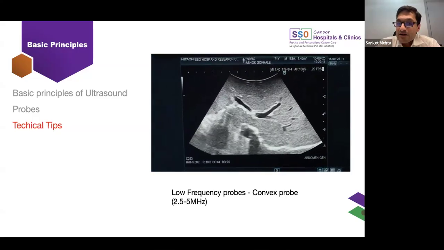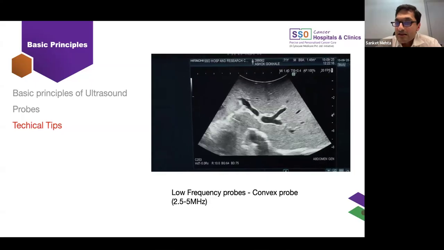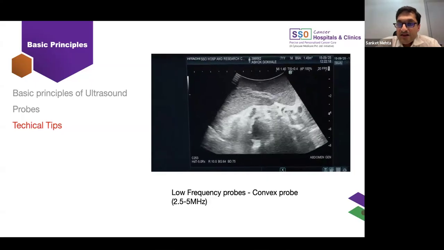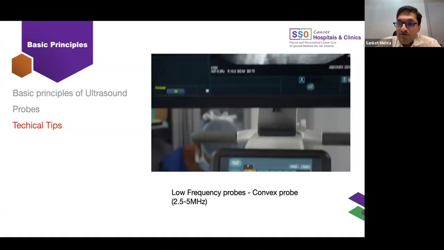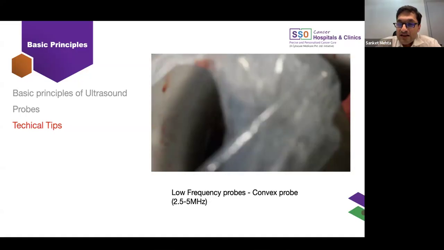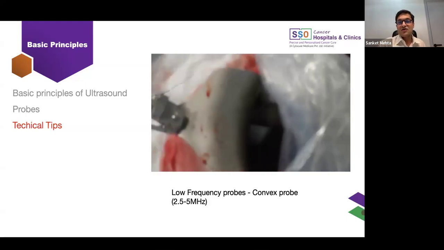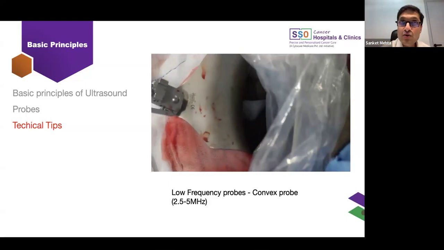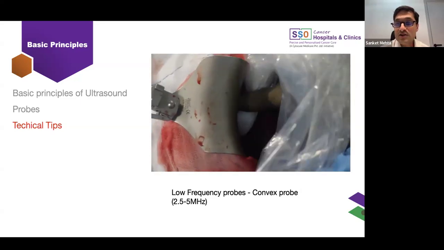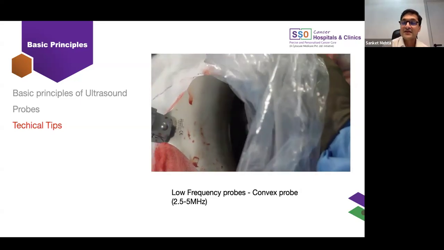We always start with visualization of the Glisonian pedicles, and that is done by placing the probe over the segment 4 and 5 of the liver. But the problem with the convex probe is that the costal margin comes in the way when you want to visualize the segment 8 or the confluence of the hepatic veins with the IVC.